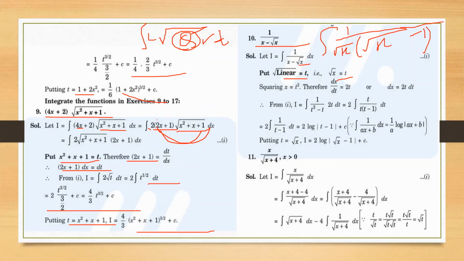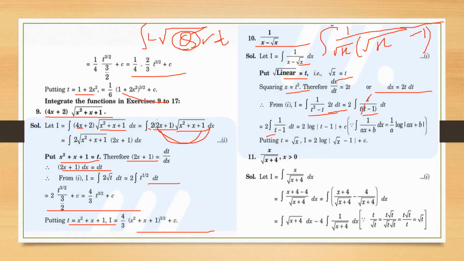So you put root x equal to t. So x is t square. Then dx is 2t dt, and this question changes to 1 upon t square minus 1 times 2t dt. So it is 2t upon t into t minus 1, right? So this t and t cancel. So 2 upon t minus 1, that is 2 outside and 1 upon t minus 1.